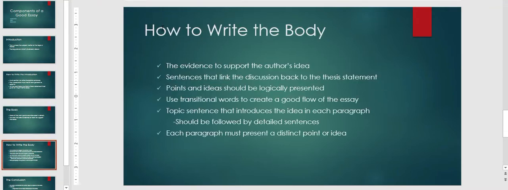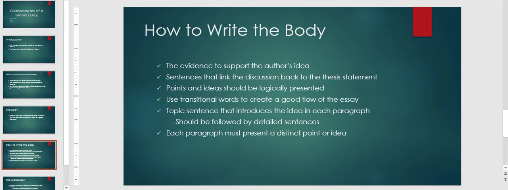Now, how do you write the body? Number one, we have said that the evidence must be there to support the author's idea. You must support whatever you're saying by giving evidence, facts, and statistics. Number two, the sentences of your body must link the discussion back to the thesis statement. Remember thesis statement that we said at the beginning of the essay? All your sentences in the body must be pointing the reader towards the thesis statement.